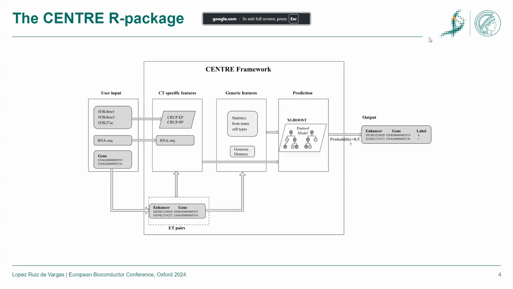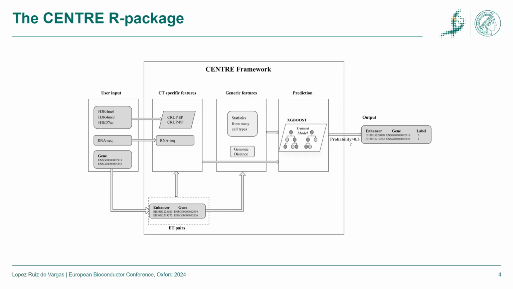From the user, we only require ChIP-seq for 3 histone modifications. These are quite routine experiments, and you can find them for many cell types, and also RNA-seq for the one cell type that you're interested in, and also the genes you're interested in. Then from there, we calculate all possible gene enhancer pairs at 500 kb upstream and downstream of that gene. And from the user input, we compute cell type specific features. We also compute generic features.